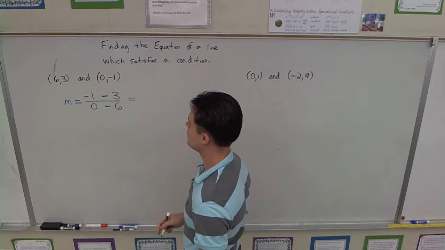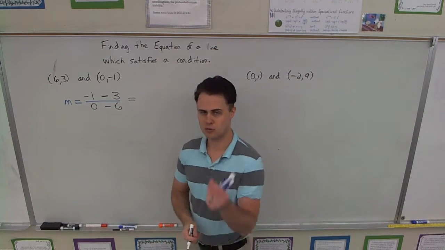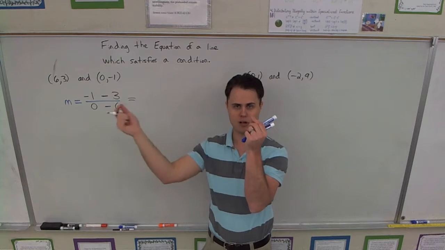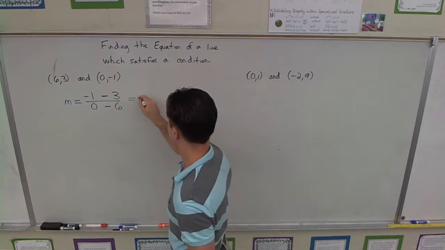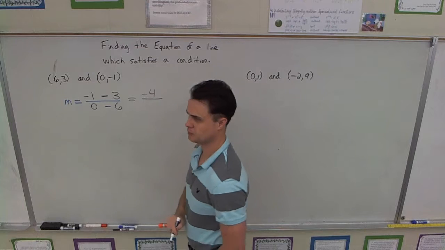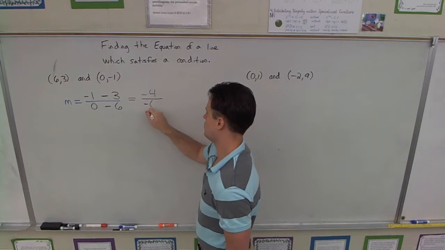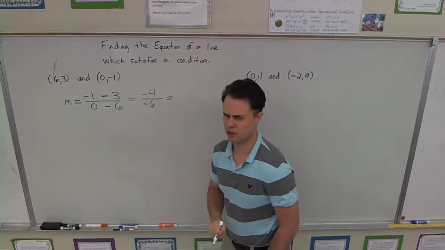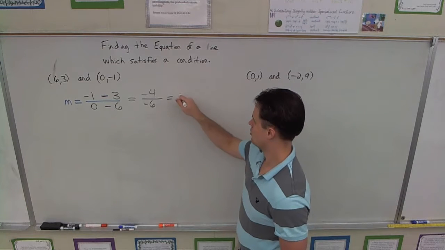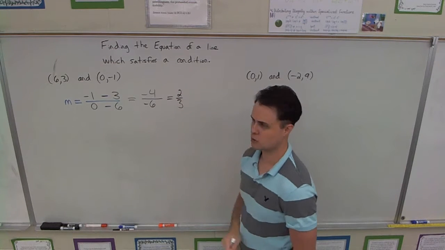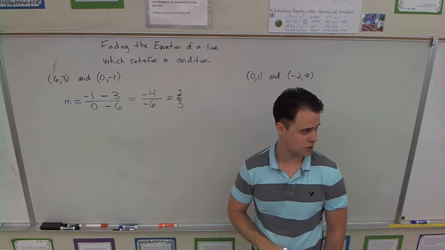So -1 minus 3, that's like starting at zero here. Here's -1 going that way. So it's going to be -4. And then 0 minus 6 is just -6. I think we can simplify that one. Yeah, it would be 2 over 3. 2 over 3 is correct. Negative over negative is a positive, of course, right?